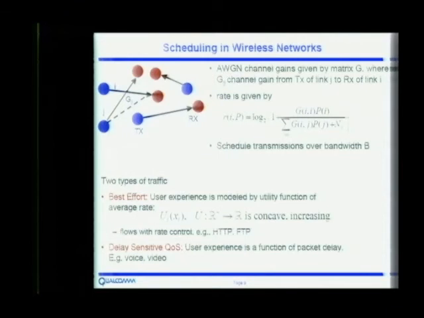What we want to do is essentially schedule transmissions of traffic, and we want to do this for a couple of different objectives. So we look at two different kinds of traffic. The first kind of traffic is best effort, full buffer. Here, we model user experience via some concave increasing function of the average rate that the user sees. The second class of traffic we consider is delay sensitive QoS, where the user utility function just depends on the delay CDF of the traffic.